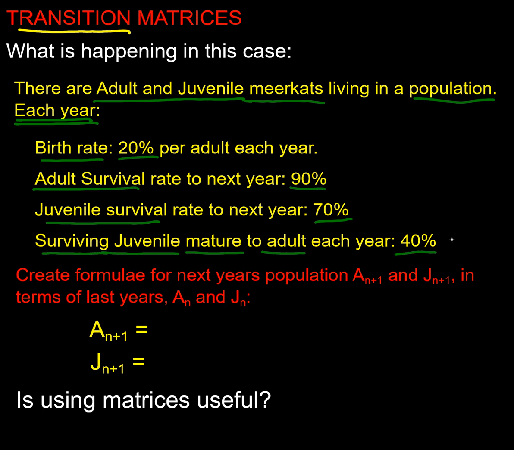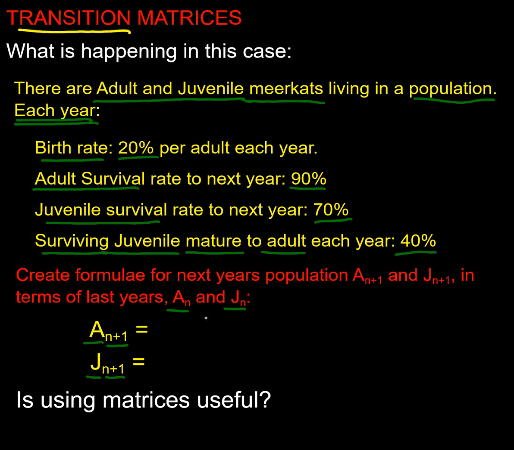So what we can do is start off with how many adults and juveniles we have in a particular year. We're going to call those AN and JN, where N is the year. So A for adult, J for juvenile. And next year, that's going to be year N plus 1. We can predict how many adults there'll be and how many juveniles from how many were at the start of the year. So let's have a look at adults first.